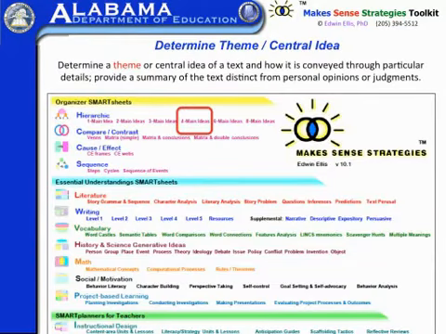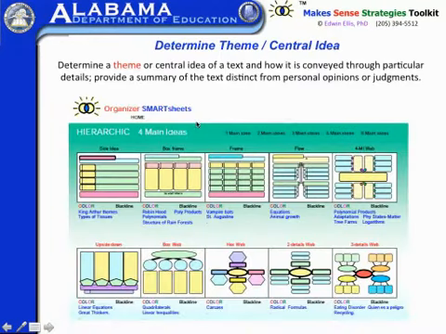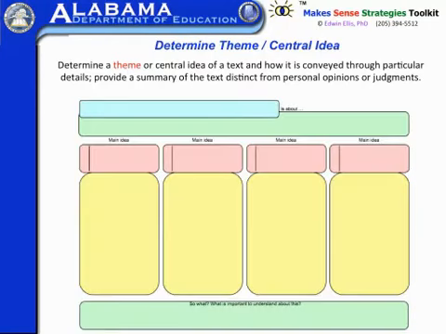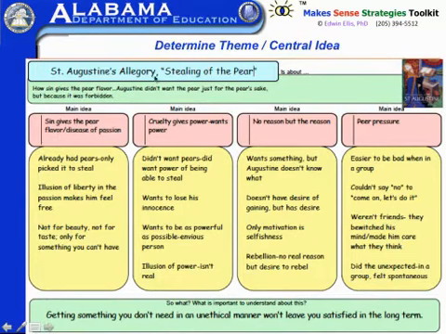Another tool you can use is up here under the hierarchic category, 4 main ideas. If I click on that, these are all smart visuals that address 4 main ideas in one way or another. We're going to look at this box frame for an example. Here we're looking at St. Augustine's allegory, stealing the pear. This is an example of how for main ideas we list the main themes in the allegory and explanations for those themes and how that ties in with the allegory.